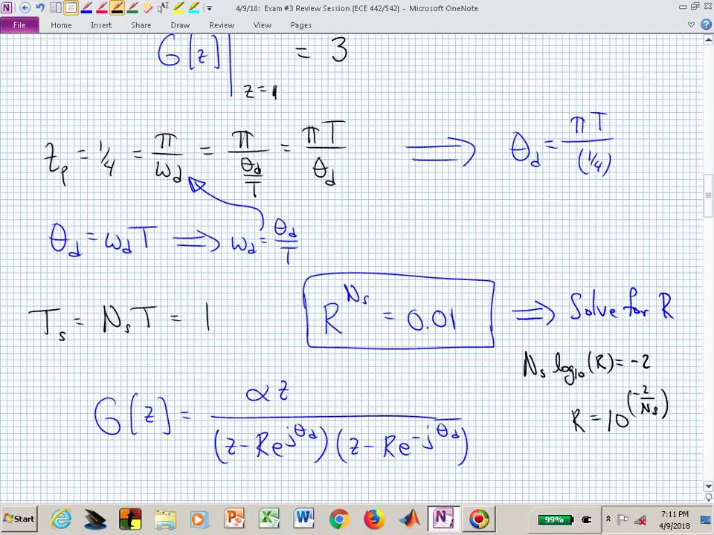So if we know n sub s, if you're given the number of samples in the 1% settling time, capital N sub s, yes, you could use that to find R. And that's what this equation right here would allow you to do. If you weren't given N sub s explicitly, but found the time in seconds, settling time, and given the sample period T, now you can back out N sub s.